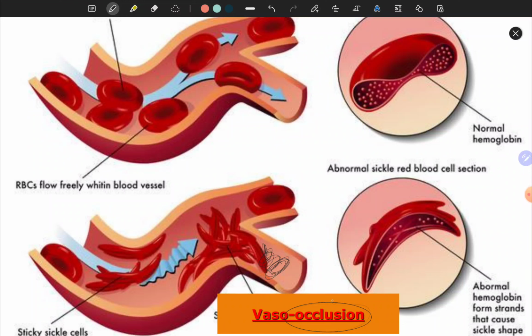So the end result is what? Blocking the blood vessel, blocking the supply, causing ischemia, and after ischemia there's what? Infarction and stroke.